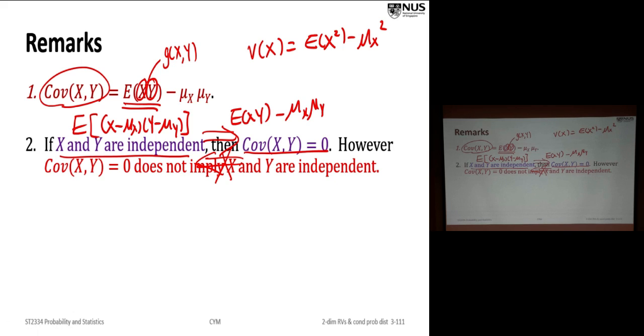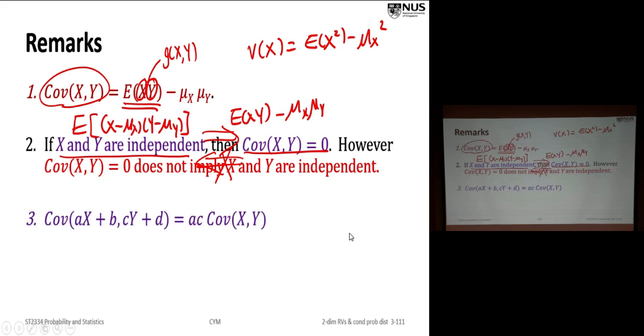So in other words, independence is a stronger property. If you have two random variables, and we know that they are independent, then we can say that the covariance of x and y is equal to 0. But on the other hand, if we only know that these two random variables have covariance equal to 0, we cannot conclude that x and y are independent.